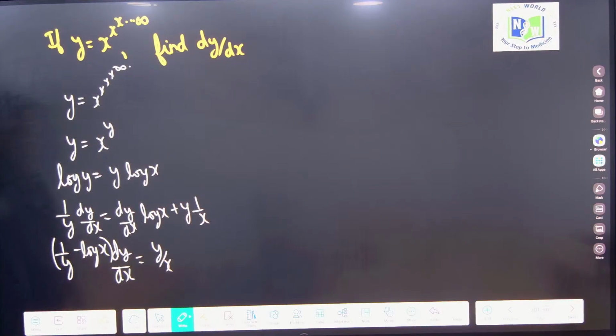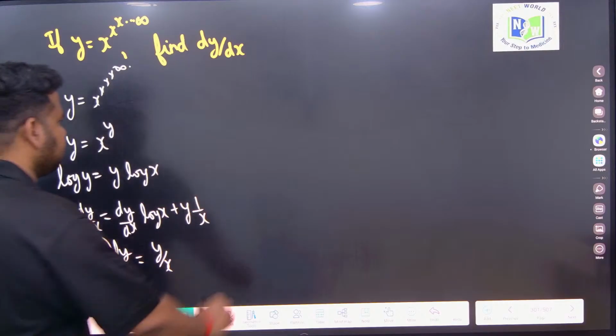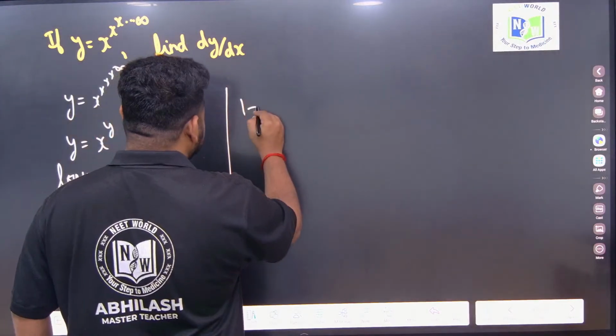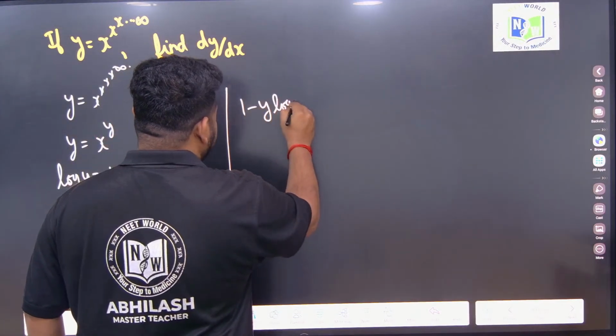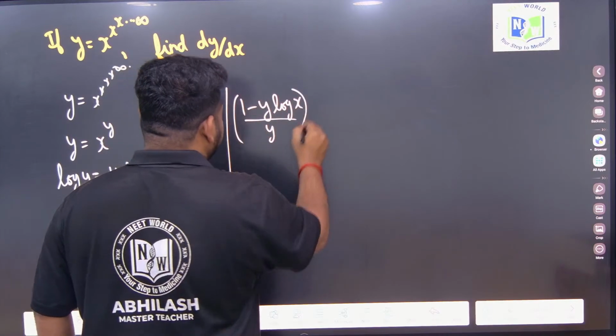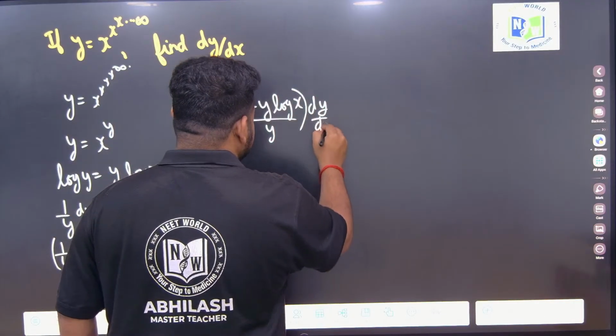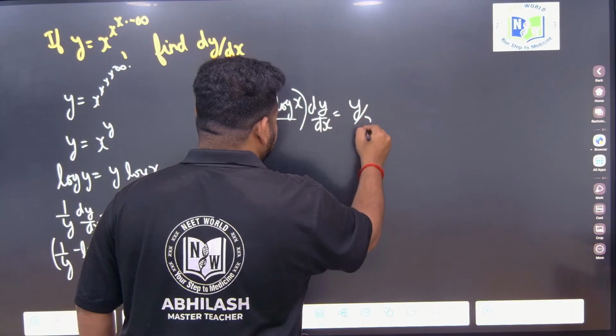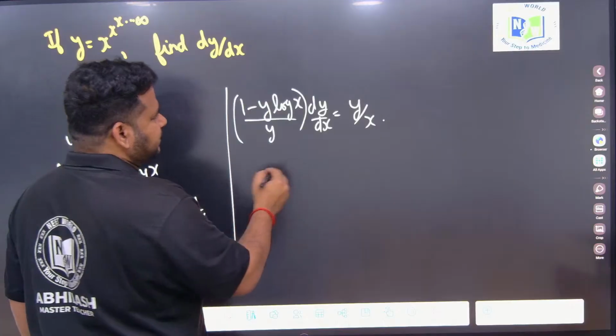Now what we can do? 1 by y minus log x, I can take the LCM. This will become 1 minus y log x by y, into dy by dx, is equal to y by x. I want the value of dy by dx.